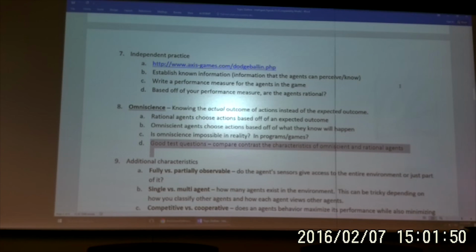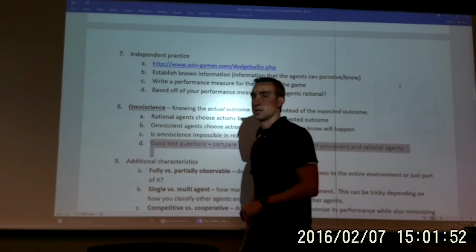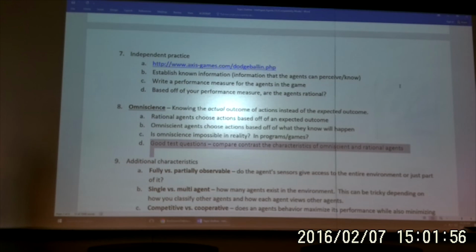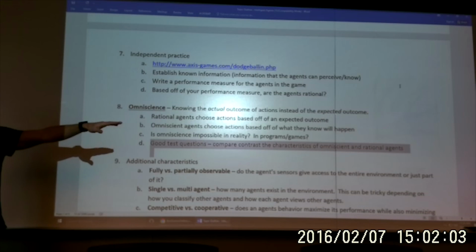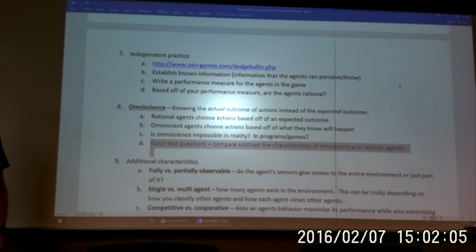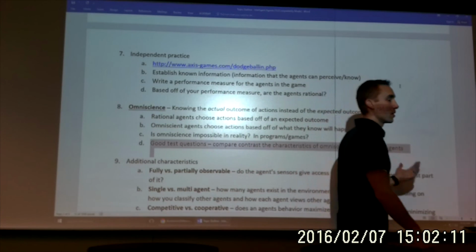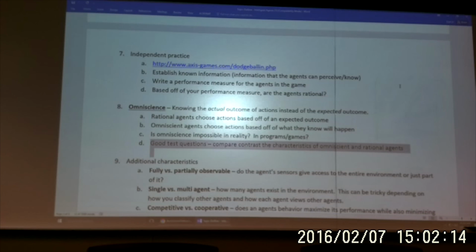This is not a test question, but it is a good example of a test question. Okay? Being able to compare and contrast agent types is a good demonstration of your knowledge. Okay? So be familiar enough with them that you are able to do something like that.